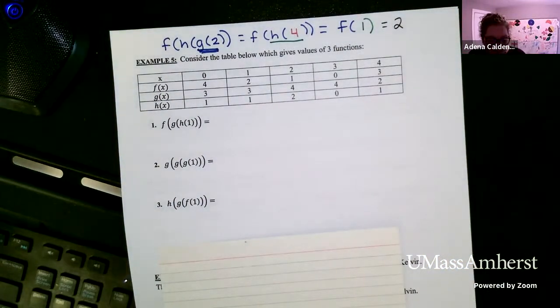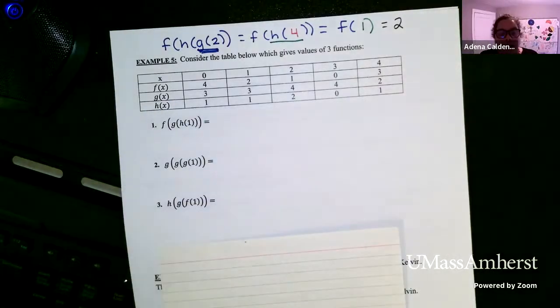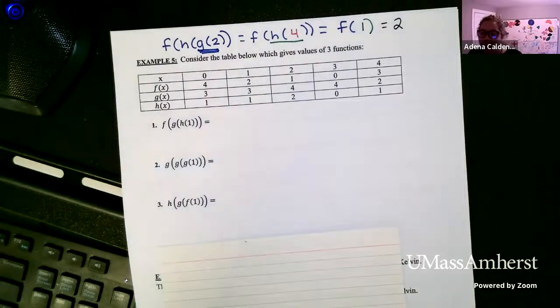So when you're working on a table, you're looking for values because we have a value in the middle, a number, and you're going to start in the middle and work your way out.